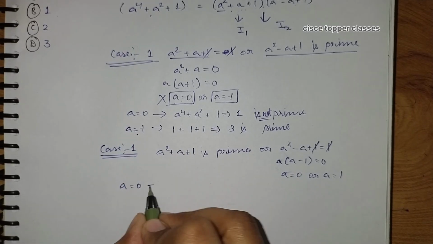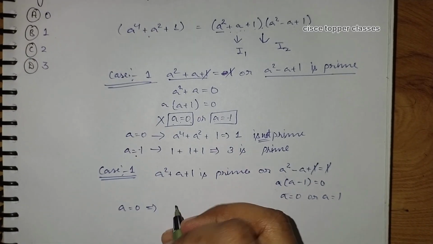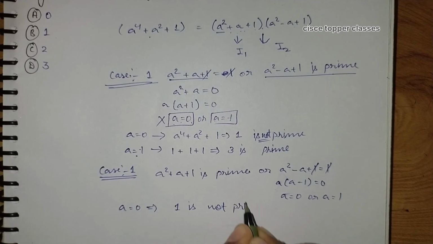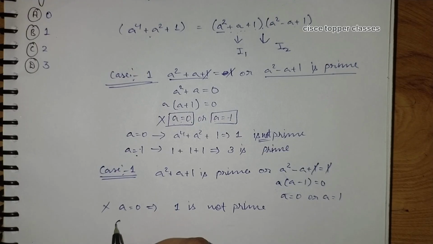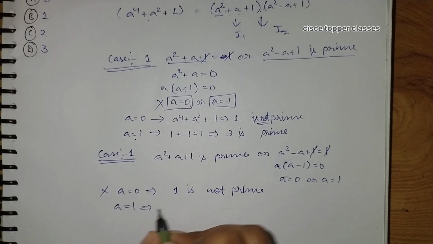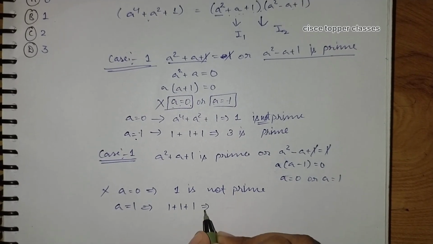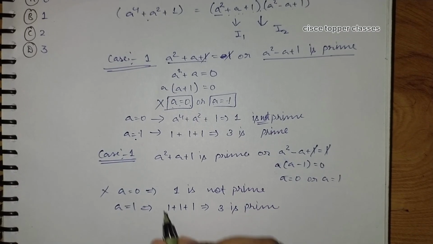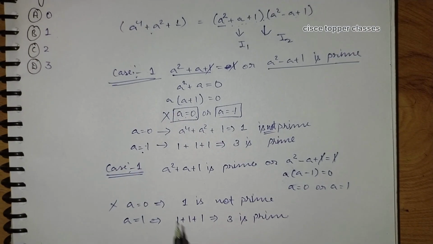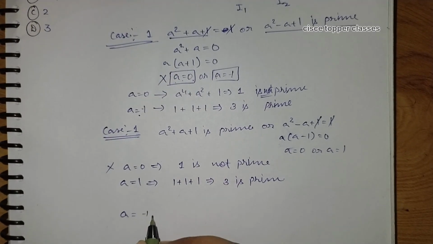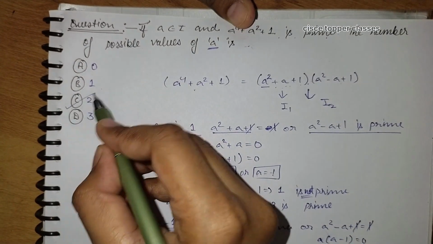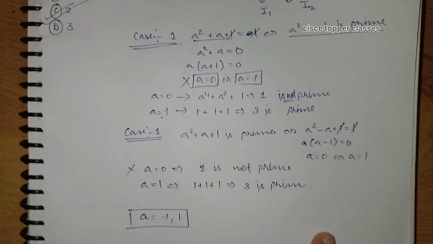If we put a equal to 0 in the equation, that will again become 1, hence it is not prime. So a equal to 0 is not valid here also. If we put a equal to 1, that will become 1 plus 1 plus 1, which is 3, and 3 is prime. From there we can write a equal to 1 is valid, which means the number of possible values of a will be 2. A can be minus 1 or 1, hence the number of solutions in this question will be 2. Option C is the right answer, and this is the solution of this question.